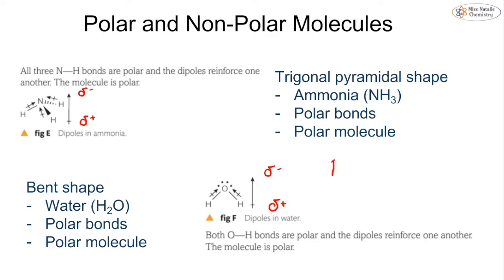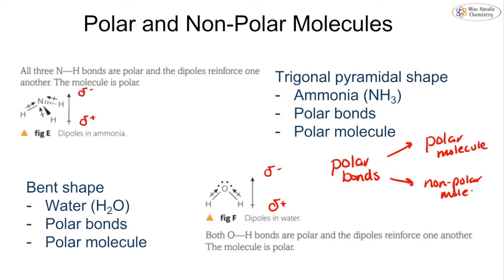So if you have polar bonds, you can either have a polar molecule or a non-polar molecule. So this is where you have to look at the shapes. If you have non-polar bonds, so you have no difference in electronegativity, you can only have a non-polar molecule. So you have to have a difference in electronegativity, i.e. a polar bond, in order to get a polar molecule.